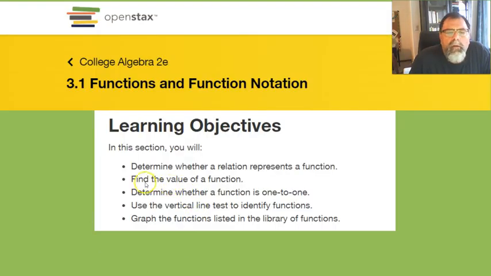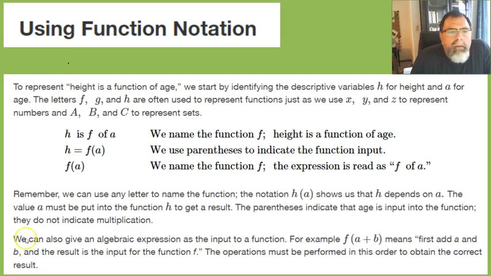All right, so find the value of a function. And before we do that, we need to learn function notation. This is really important, so I want to highlight this from the textbook here. To represent height is a function of age, we start by identifying descriptive variables, h for height and a for age.